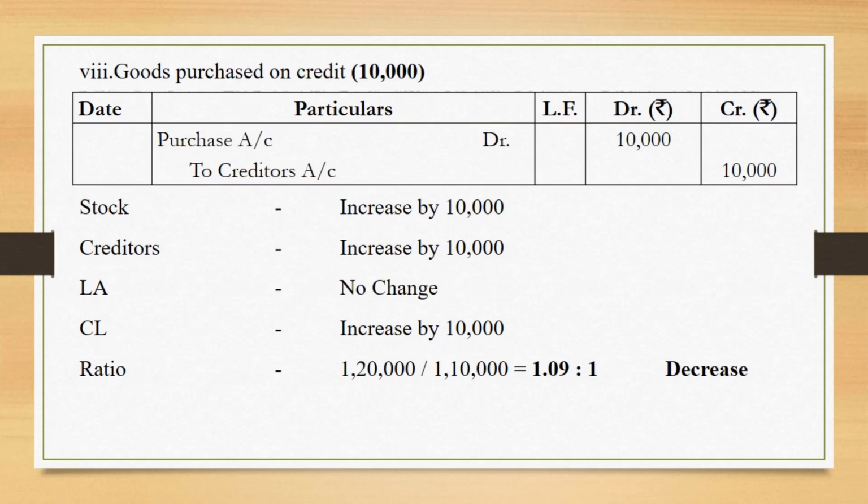Next is goods purchased on credit, rupees 10,000. We have purchased goods, so the entry is very simple. Purchase account debited to creditors account. Because the goods are purchased, our stock increases by 10,000, and because the goods are purchased on credit, our creditors will also increase by 10,000. Stock, I told you, is a current asset but not a liquid asset. So no change in liquid assets, but because creditors increase, our current liability increases. So the denominator increases, and because the denominator increases, the ratio decreases.